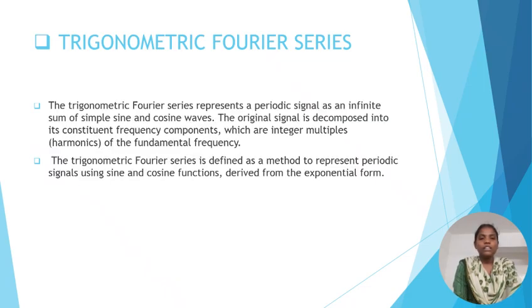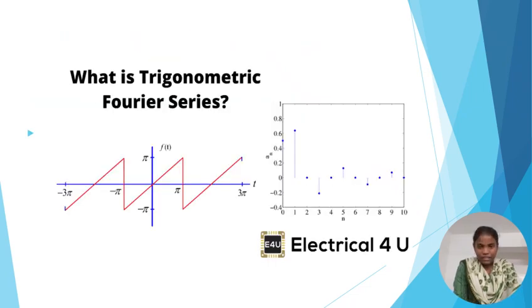First, we discuss the definition of the trigonometric Fourier series. The trigonometric Fourier series represents a periodic signal as an infinite sum of simple sine and cosine waves. The original signal is decomposed into its constituent frequency components, which are integer multiples of the fundamental frequency. The trigonometric Fourier series is defined as the method to represent periodic signals using the sine and cosine functions derived from the exponential form. And this is the waveform of the trigonometric Fourier series.